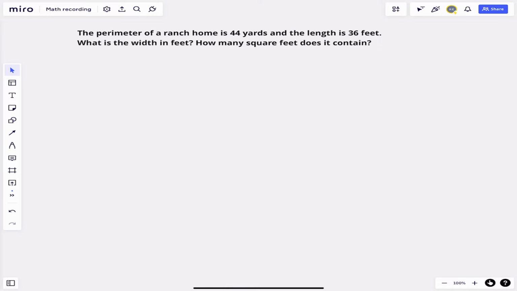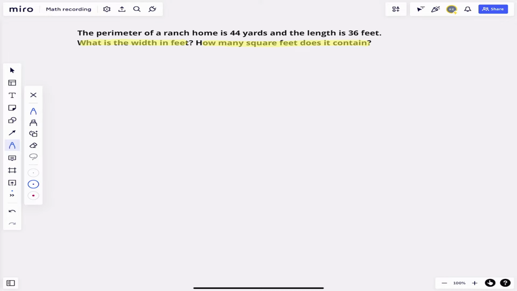Let's do this problem. It reads, the perimeter of a ranch home is 44 yards and the length is 36 feet. What is the width in feet? And a second question, how many square feet does it contain? So we've read the question, and when I've got a double question like this, one of the things I like to do is just highlight the fact that I do have two questions. What's the width in feet? And how many square feet does the house contain?